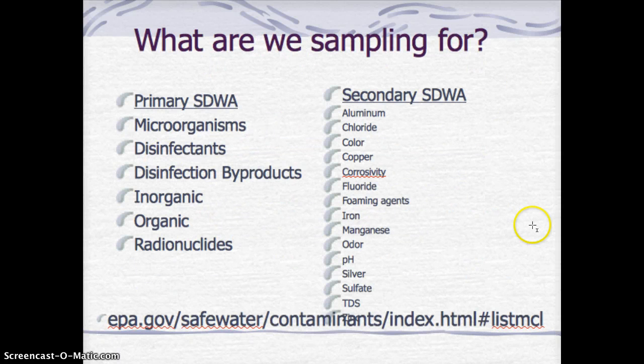So what are we sampling for? The primary Safe Drinking Water Act contaminants, and the secondary. Again, microorganisms, disinfection byproducts, inorganic, organic, and radionuclides. And then the secondary contaminants from safe drinking water regulations are these that are listed, and then there's a link here to the EPA site to look at how they list their contaminants, in case you want to.